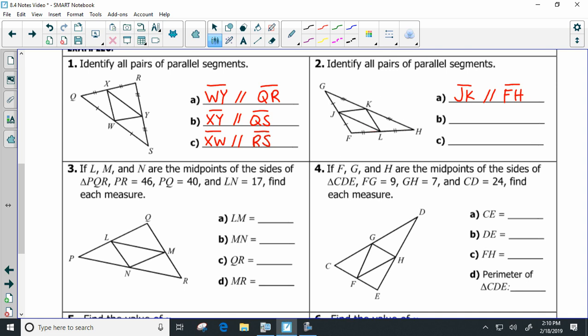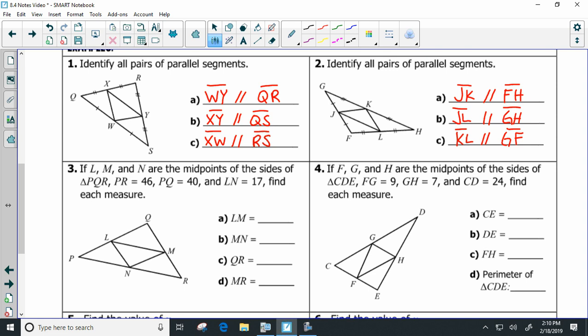If I connect midpoint J to midpoint L, so JL is parallel to its third side, GH. And the third one, mid-segment KL, is parallel to third side GF. And that is the first part of the mid-segment theorem.